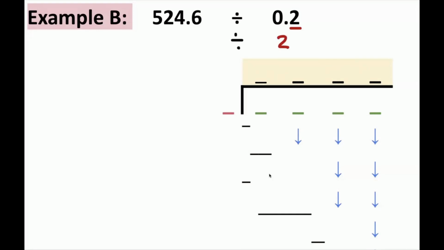Bring down our division sign. And if we move our decimal forward 1 in our divisor, we have to do the same thing in the dividend. So this becomes 5,246. Our dividend is always inside the house, and our divisor is always outside the house. So this is what you should have for example B, and remember, we're just stopping here for now.